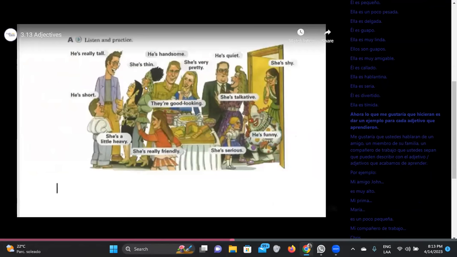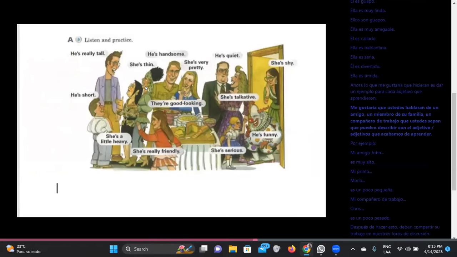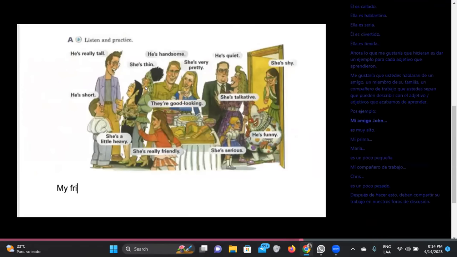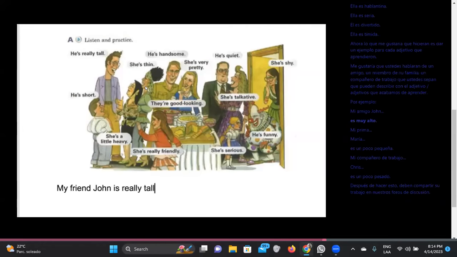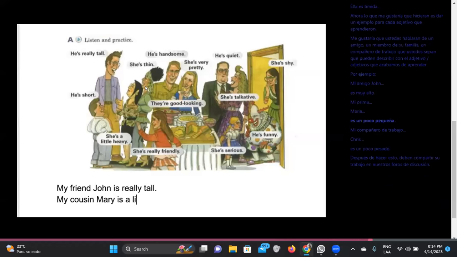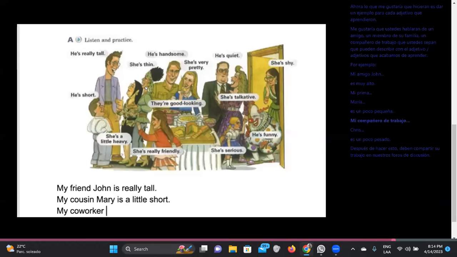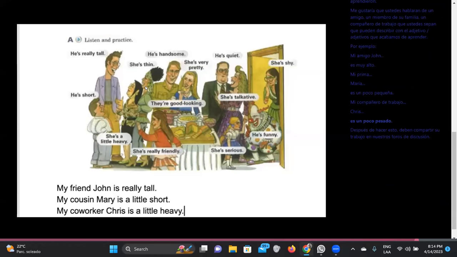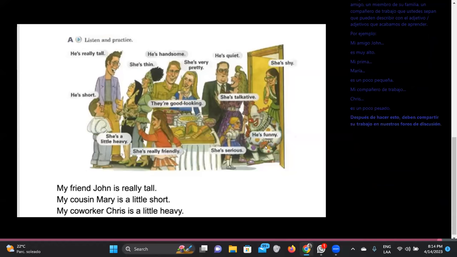adjective that you learn. I would like for you to talk about a friend, a family member, coworker that you know whom you can describe with an adjective or adjectives that we just learned. For example, my friend John is really tall. My cousin Mary is a little short. My coworker Chris is a little heavy. After you do this, you should share your work in our discussion forums.